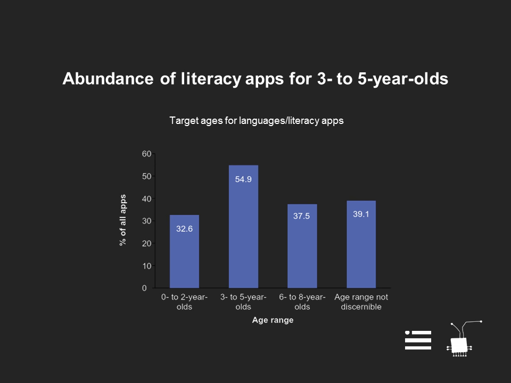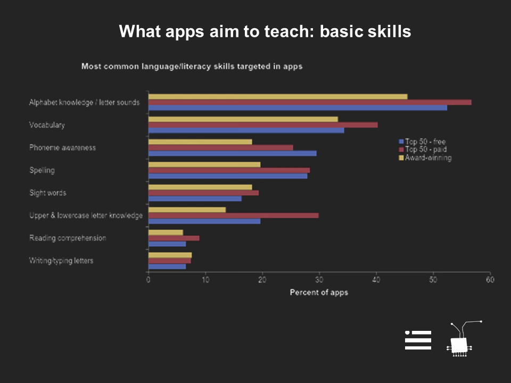I should say that these categories are not mutually exclusive. A single app may have mentioned 0 to 2 and 3 to 5. A really important goal of our scan was to document and determine which language and literacy skills were being targeted by developers. We consulted curriculum experts and research on literacy development and came up with nearly 24 different skills to look for. This chart displays the 8 that were mentioned by at least 10 different apps in our analysis.